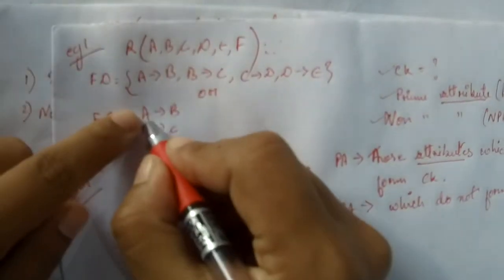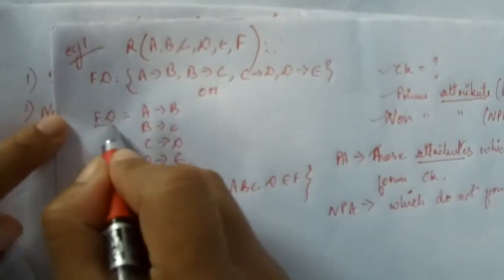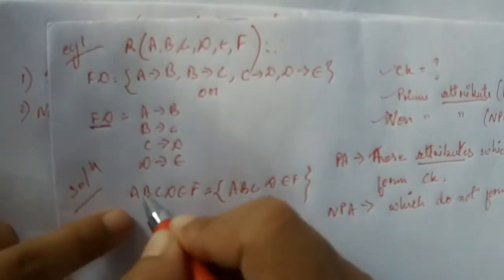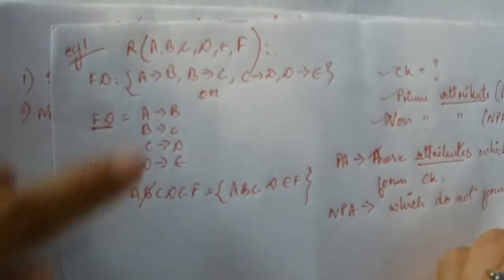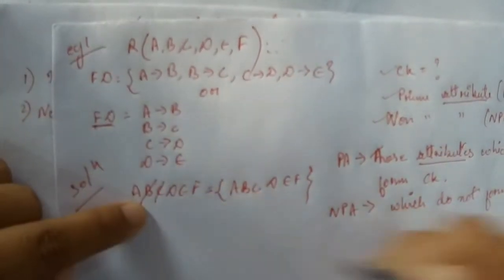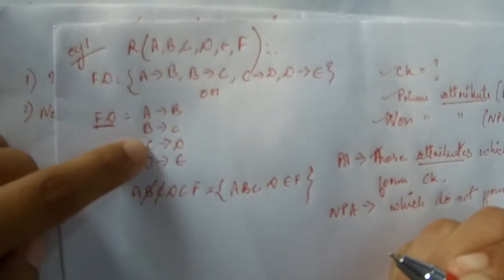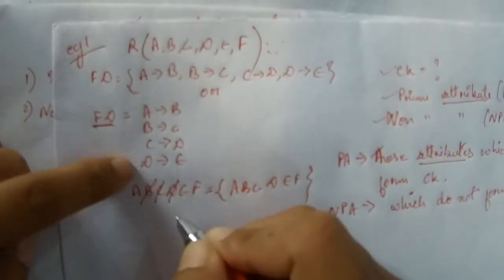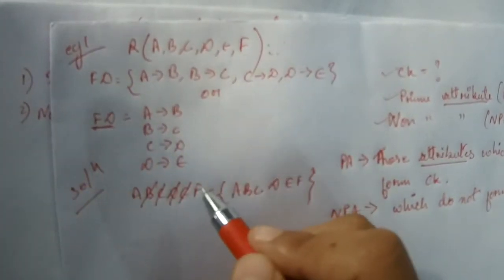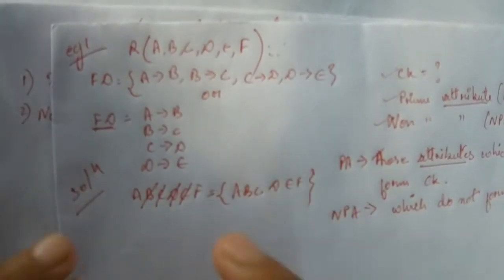So how to discard it, let me show you. Here you see this functional dependency, it says that A determines B, right? So we will discard B. Next is B determines C, we will discard C. Now C determines D, we will discard D. D determines E, we will discard E. And then is there any other attribute determining F? No, we do not have, so we will just keep it like that.